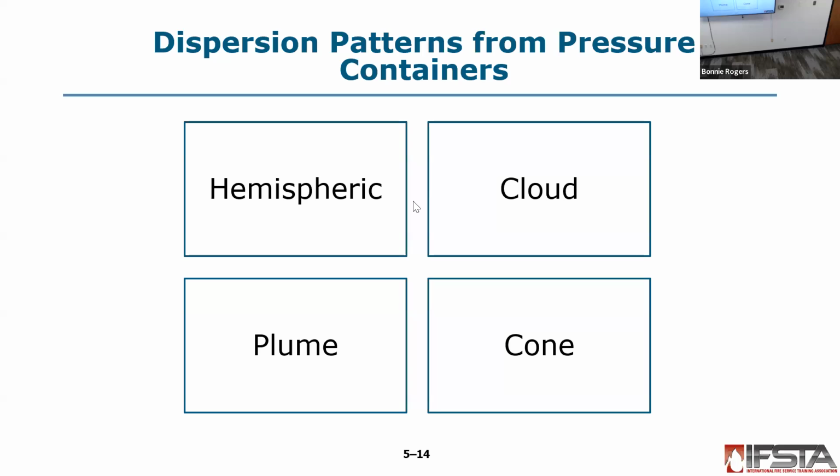Okay, different dispersion patterns. Hemispheric. What does that look like? It's attached to either the ground or the water, and it comes up kind of irregular. With a cloud? Okay. With a plume? The mushroom cloud, but not all of them. Okay, and then what is a characteristic of the plume? It's affected by what? Wind, topography. Okay, what does a cone look like? It's small to big. Looks like a cone.